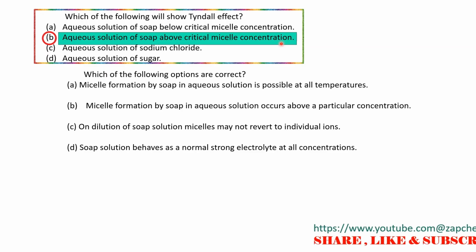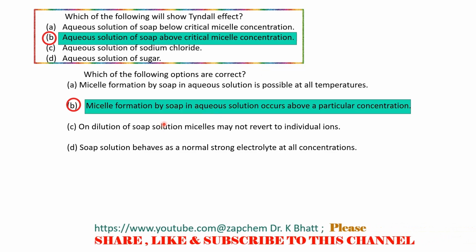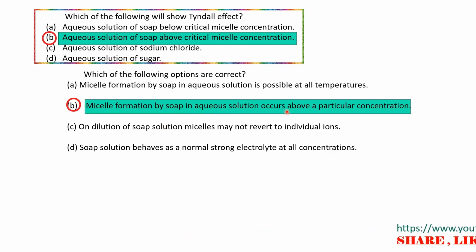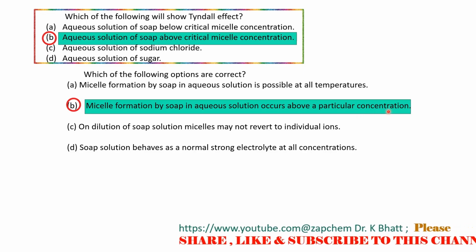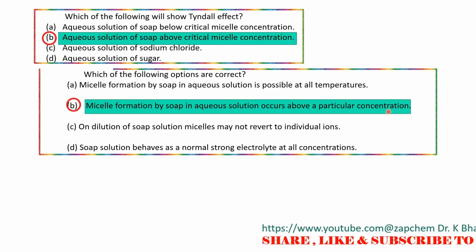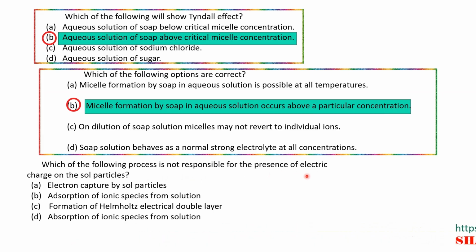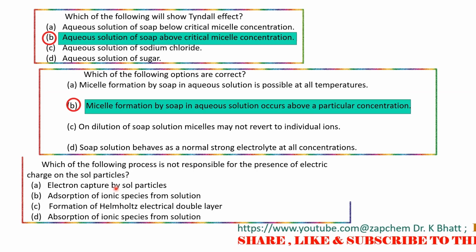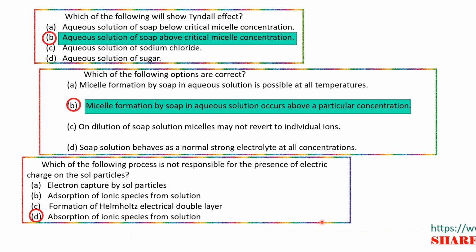Next question, which of the following options are correct? The correct answer is micelle formation by soap in aqueous solution occurs above a particular concentration, that is known as critical micelle concentration, usually denoted as CMC. The other question is, which of the following processes is not responsible for presence of electric charge on the soil particles? And the answer is option D, absorption of ionic species from the solution.